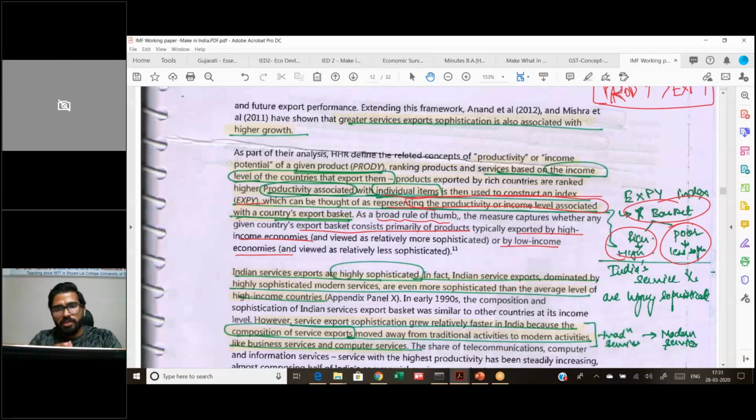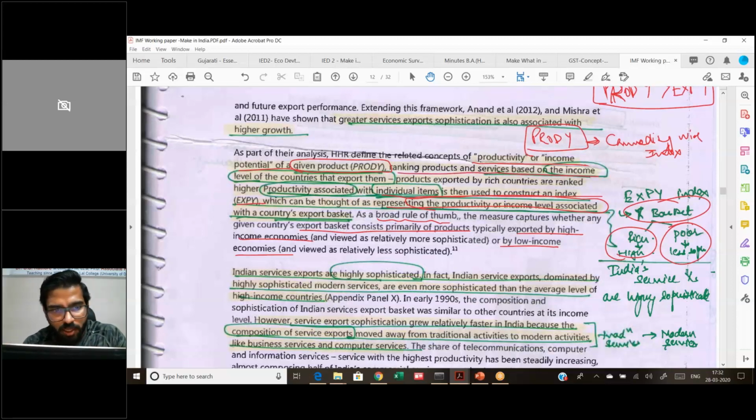Let's read it through, because this is a very important concept. Now, the related concepts of productivity or income potential of a given product. This talks about the potential that a particular commodity can have. Remember, this is commodity wise. When we talk about prod y, this is a commodity wise index. The productivity or income potential of a given product is basically the ranking of products and services based on the income levels of countries that export them.